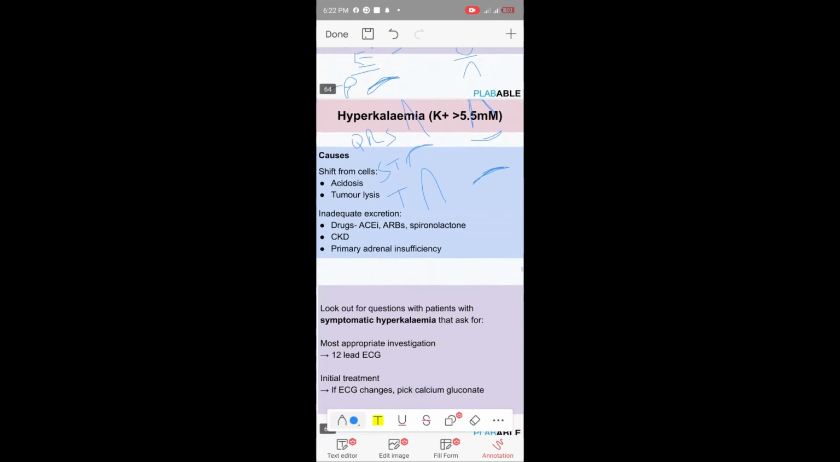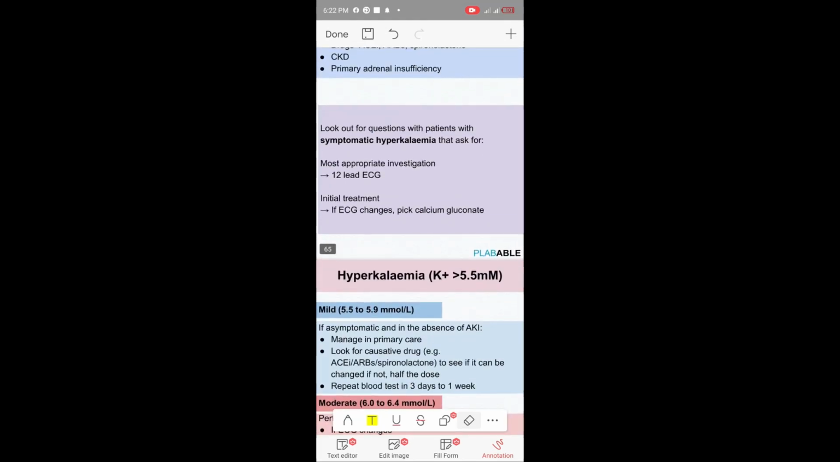In hyperkalemia, if it's greater than 5.5, causes include acidosis, or if you are giving spironolactone or ACE inhibitors, they also cause hyperkalemia. CKD patients have hyperkalemia. So what you do for hypokalemia: you replace the potassium, and you go for an ECG to see if there are ECG changes or not.